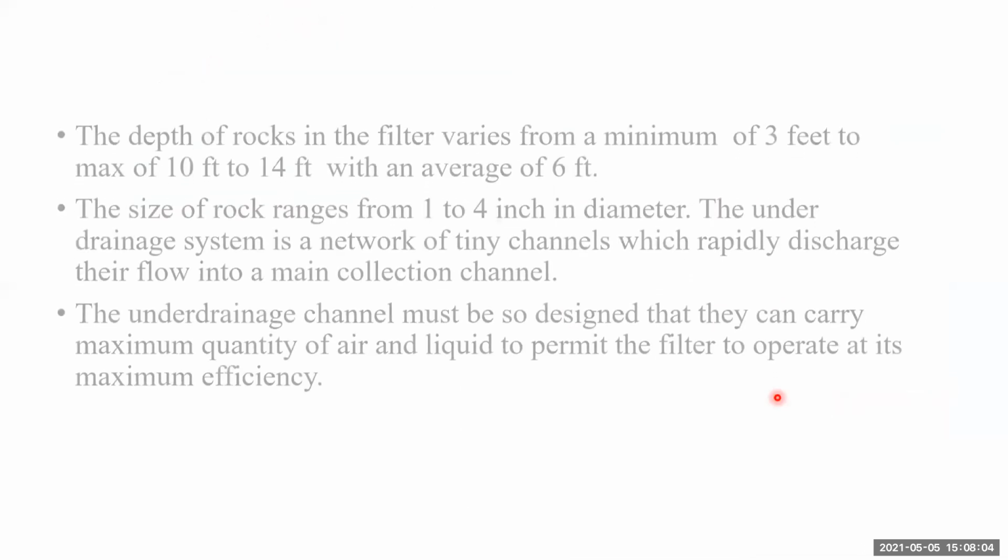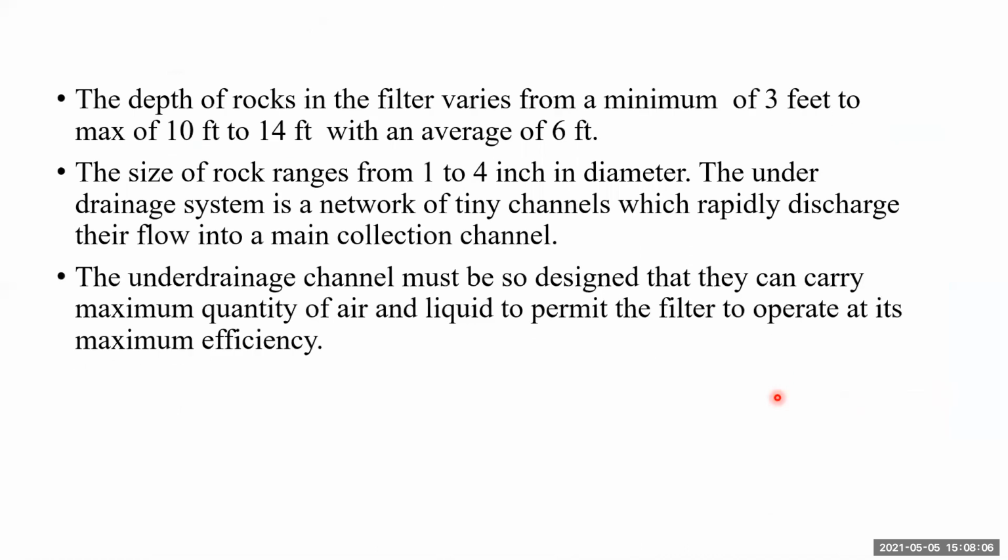Now, the depth of rock in the filter, you can say the height of the rock bed in the filter, may vary from 3 feet to a maximum of 10 feet, or it may rise up to 14 feet. Rather, we can say it is from 3 to 14 feet in height. But the average depth of rocks is 6 feet. The size of the rock may range from 1 to 4 inches in diameter. The under drainage system is actually a network of tiny channels. Through the tiny channels, the treated effluent is rapidly discharged into the main collection channel.